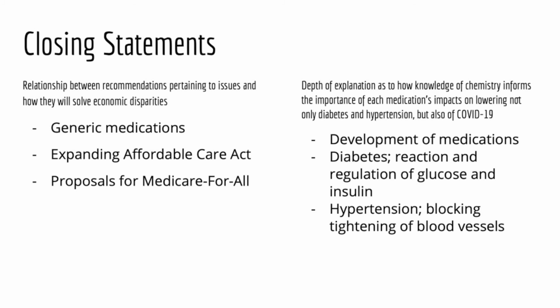Next, depth of explanation as to how knowledge of chemistry informs the importance of each medication's impacts on lowering not only diabetes and hypertension, but also COVID-19. So, knowledge of chemistry first helps in the development of medications. Almost all medications are developed with knowledge of chemistry. Knowledge of chemistry also informs people as to how medications work. Diabetes medication controls the reaction and regulation of glucose and insulin in the human body. Hypertension medication controls the blocking of the tightening of blood vessels in the heart to prevent hypertension.